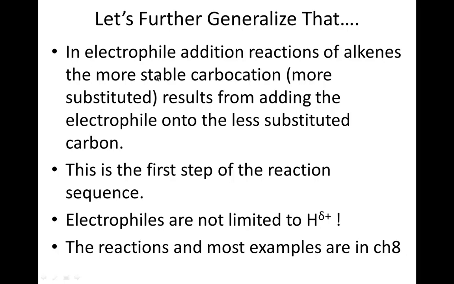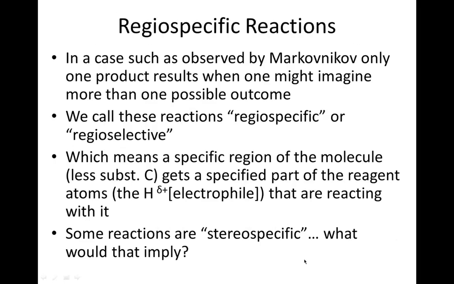So here it is again in general terms. When you have an electrophile adding to an alkene, the more stable carbocation, which is the more substituted carbocation, results when you add the electrophile onto the less substituted carbon. That's going to be the first step of the reaction sequence. So that's like all those little graphs that we just looked at. It's just the first step. Then there'll be a second step where we finally get to product. We're not limited to hydrogens, and we're going to see most of these reactions and examples in Chapter 8.